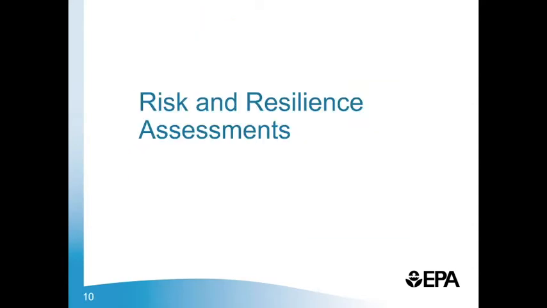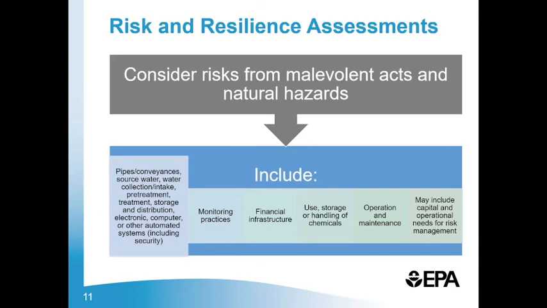So what must be included in these risk and resilience assessments? As you can see here on the screen, first of all, the risk and resilience assessments do not only focus on malevolent acts. Our previous vulnerability assessments really focused on terrorist and intentional contamination types of events, but this new risk and resilience assessment must include the risk from malevolent acts and also natural hazards, because those are happening more frequently, and we want to make sure that utilities understand their risks to both the malevolent acts and natural hazards. And then there are specific asset categories that utilities must include in their risk and resilience assessment.